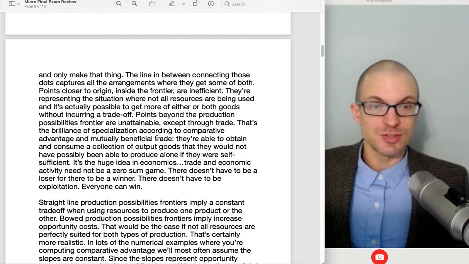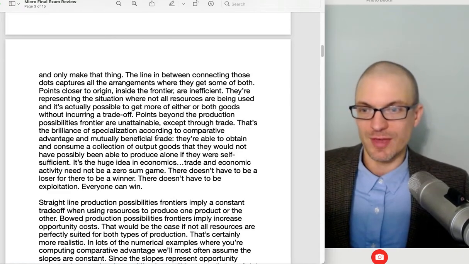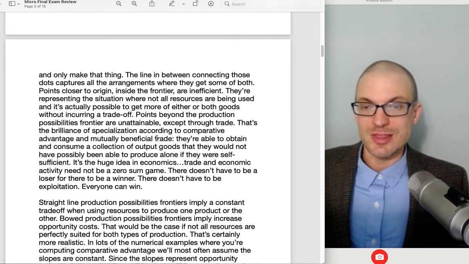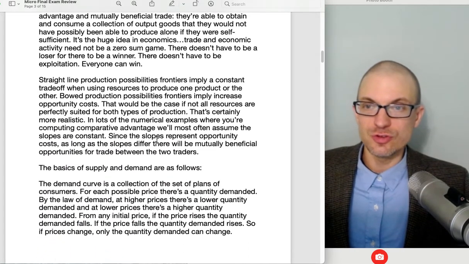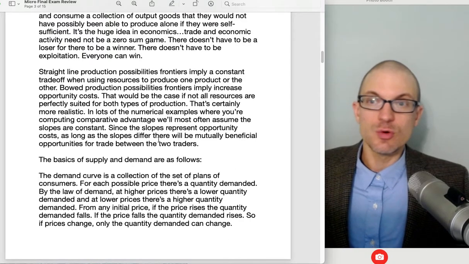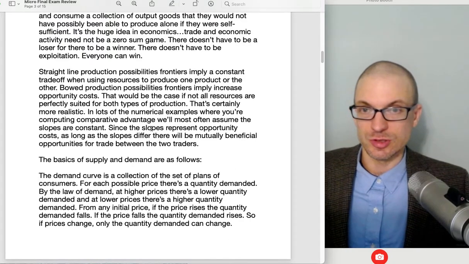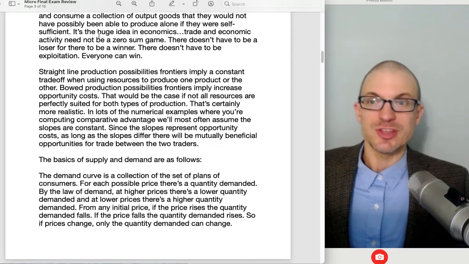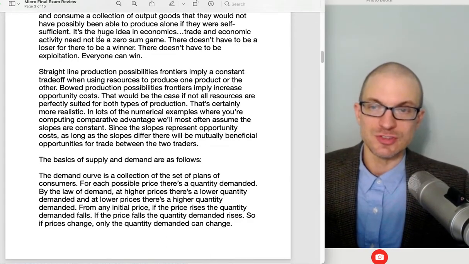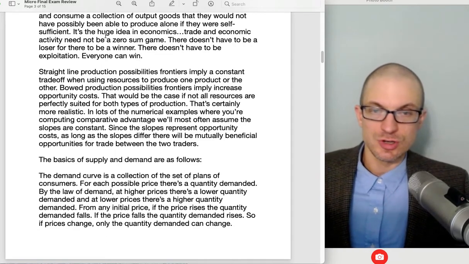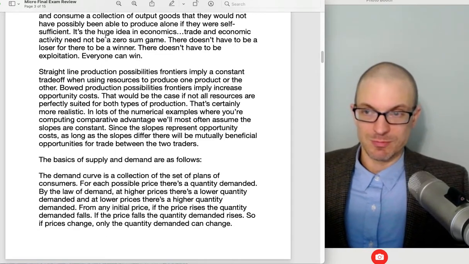And that's the brilliance of specialization according to comparative advantage and the mutually beneficial trade that results, which is that the traders are able to obtain and consume a collection of output goods they would not possibly have been able to produce alone if they were self-sufficient. And that's the huge idea in economics, that trade and economic activity need not be a zero-sum game. There doesn't have to be a loser for there to be a winner. There doesn't have to be exploitation.